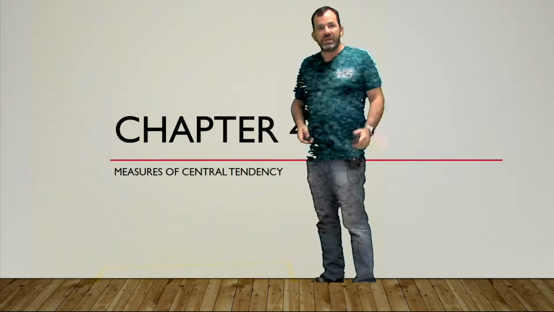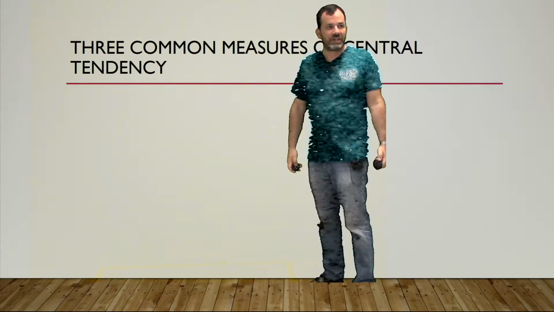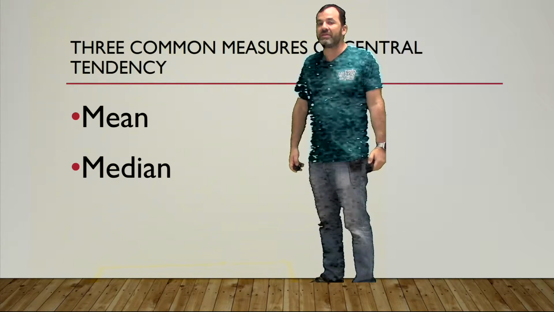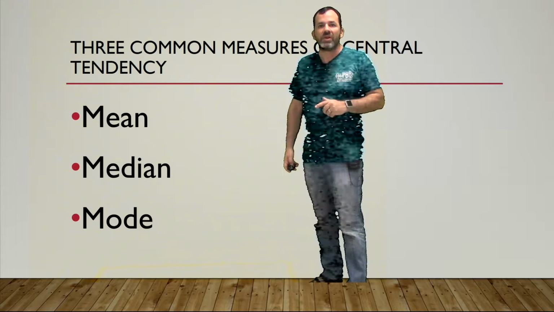Chapter 4, Measures of Central Tendency. There are three common measures of central tendency. There is the mean, there is the median, and there is the mode. We're going to start with the mode.